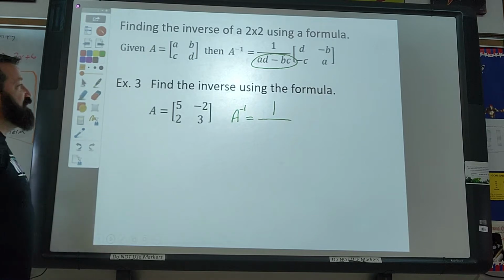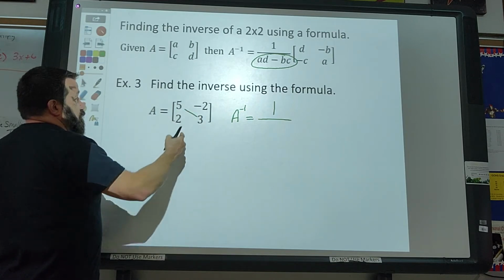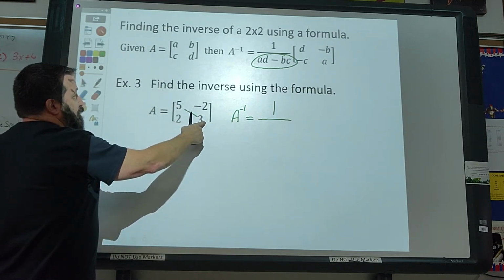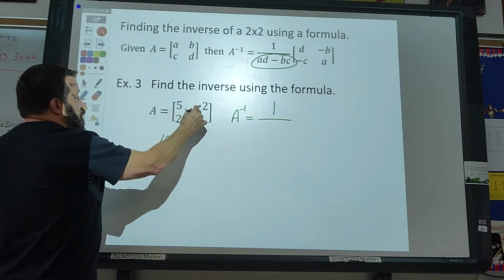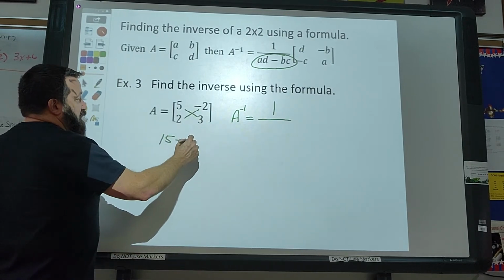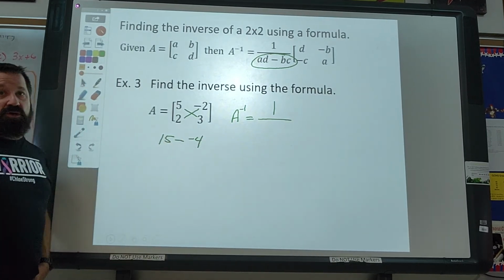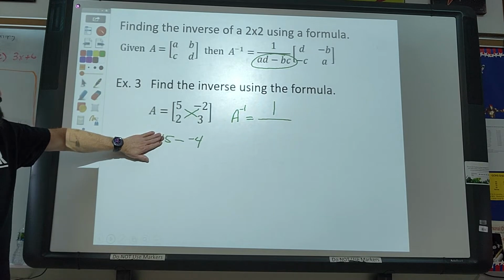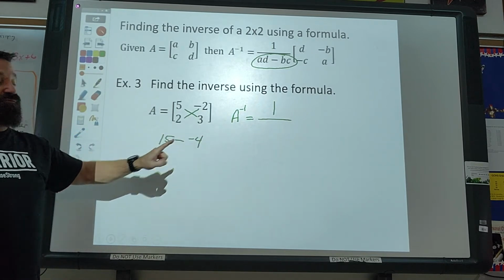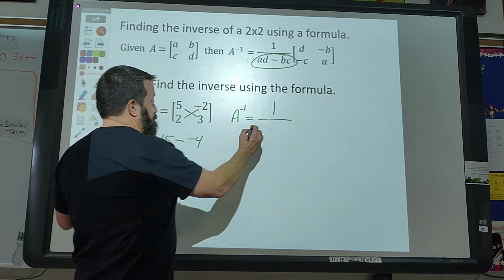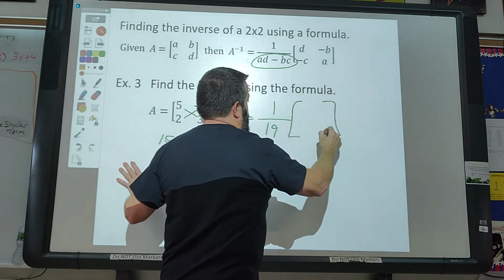All it really is that you are taking the cross products here. So you're taking 5 and 3 and multiplying them together. That would be 15. And you're taking the 2 and the negative 2 and multiplying them together. That would be a negative 4. And you're subtracting those. So the first cross product was 15. The second one was negative 4. You do have to remember that you're subtracting. 15 minus a negative 4 would be 19. That's the fraction part that goes outside the matrix.